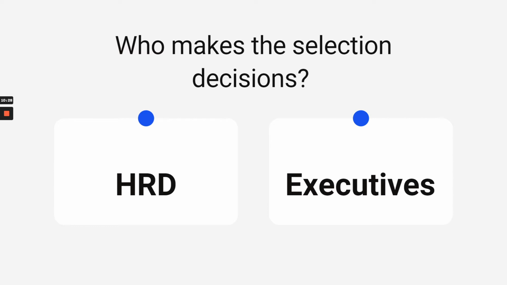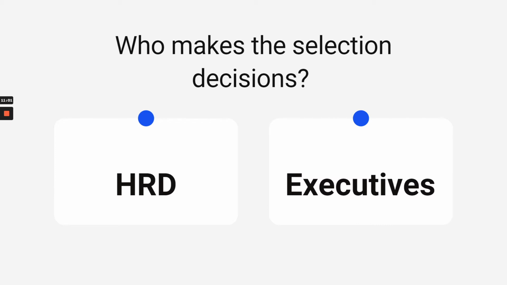But the final decision is actually on the executives, right? The reason behind that is because usually the executives would want someone they can trust, no? They also want to make sure that they are hiring the right people. So the HRD is facilitating that, and then the executives will decide, right?